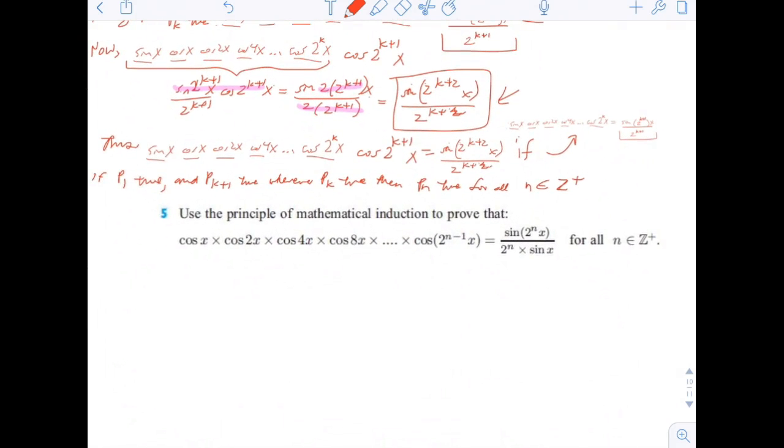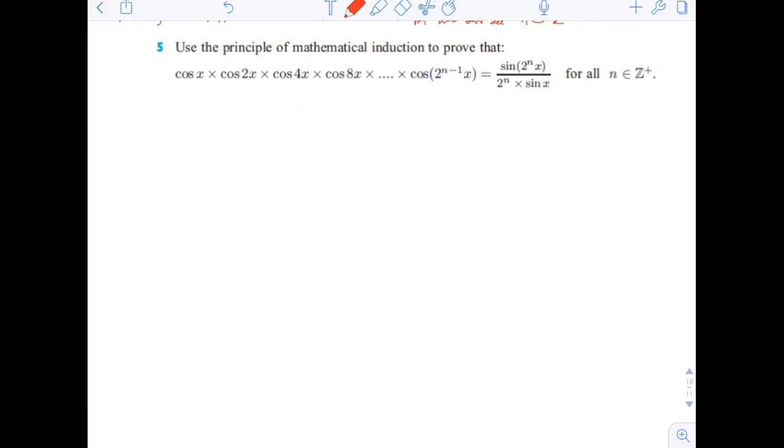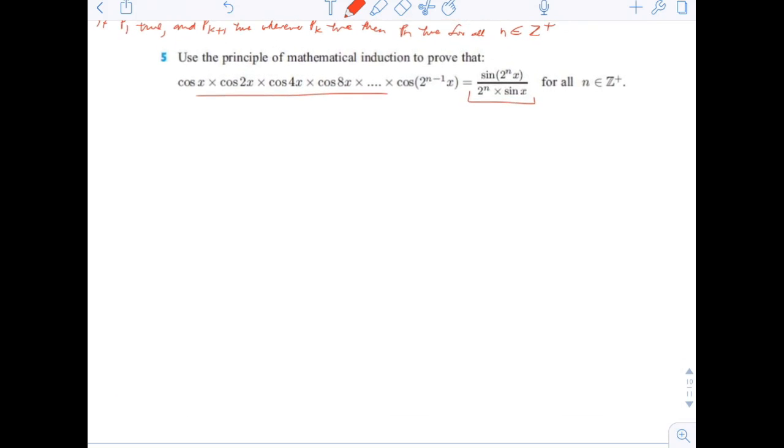Okay? All right, moving on to number 5. Use the principle of math induction to prove that this power series is equal to this. First thing we need to do is state the P subscript n, and they very conveniently left it all nice and separate for us. So the proposition indexed by n is exactly this. Then we look at the base case.